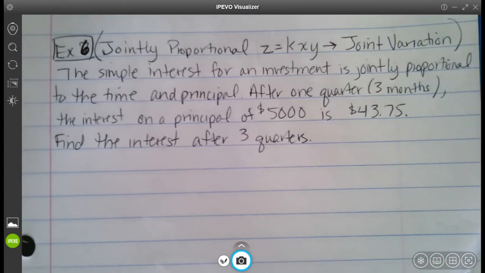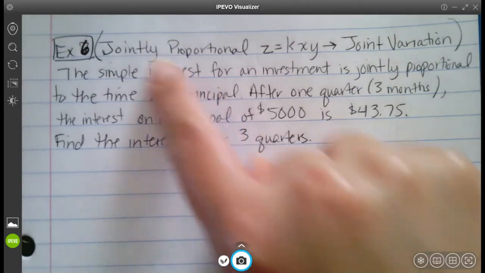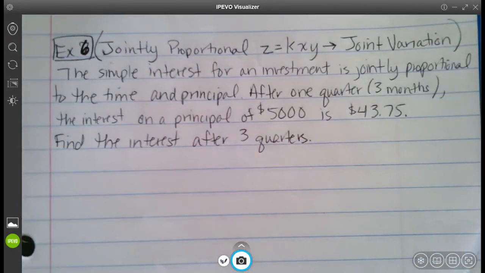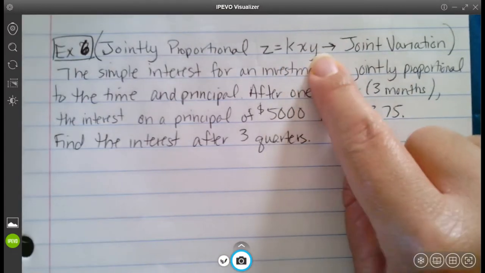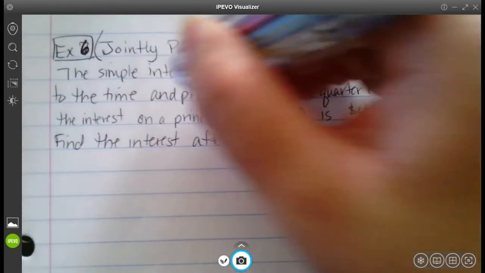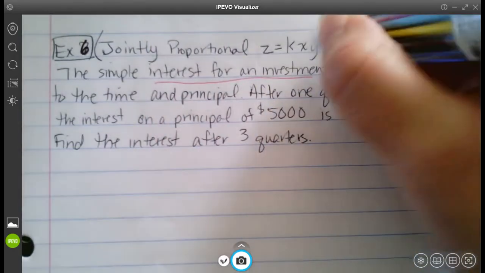The next problem has to do with joint variation. And I went ahead and just included it here in the parentheses so you wouldn't have to write too much. It's pretty much the same as direct, but now we have another variable. So it's kxy, okay? Let's go right into the problem. We have the simple interest for an investment is directly proportional to the time and principal. So in other words, the interest for the investment is like our y.